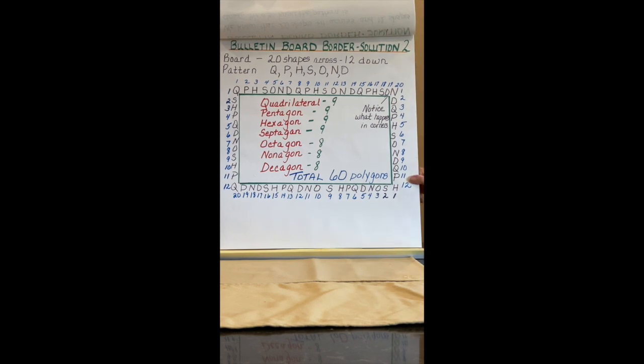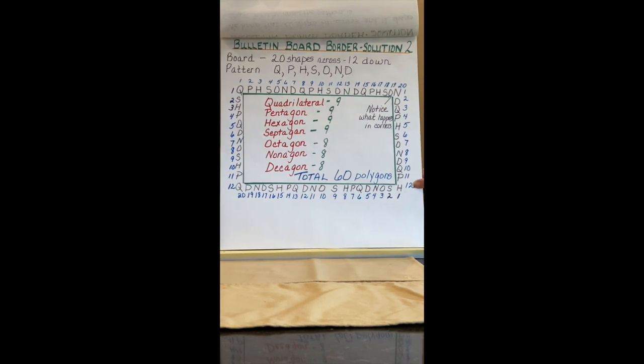Now, we knew from the problem before that we have a total of 60 polygons. So let's add it. Did we get 60 polygons? 9 and 9 and 9 and 9. Multiply 9 times 4, that's 36. Then 8 times 3 is 24. And if we add 36 and 24, we get 60 polygons.